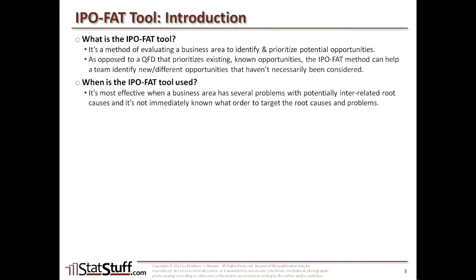Well, it's most effective, I believe, when a business area has several problems with potentially interrelated root causes. It's something that's not immediately known, at least the priority of how you might attack the different problems. Very often I'll use this when an organization comes and says, we're just not meeting a bunch of our metrics. We have so many opportunities for failure here. We're not really sure what we need to focus on first, what order we need to look at them, or what all the potential opportunities are.